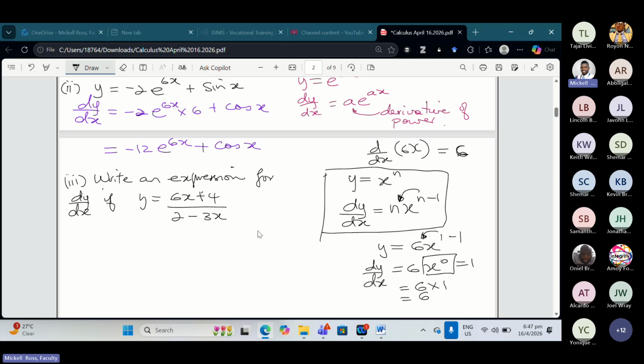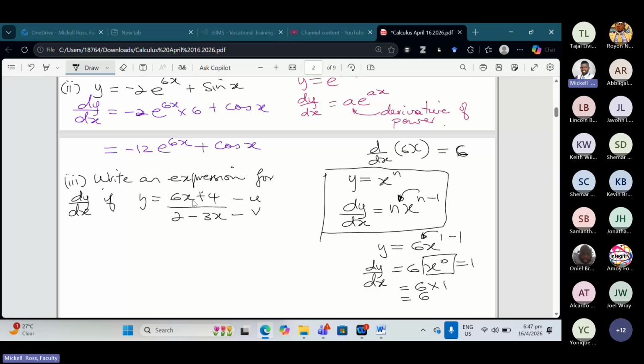So here we have one linear expression divided by another linear expression. Now we call them linear because the highest power of the variable is 1. So they are linear expressions, right? If we were to represent these on a graph, we would get a straight line. So here we have a linear expression. This part is going to be u, and this part is going to be v.